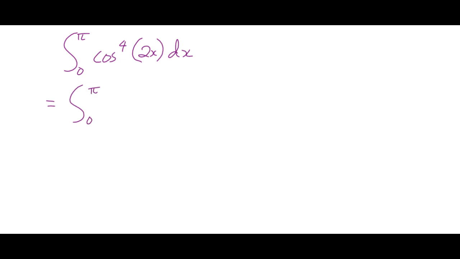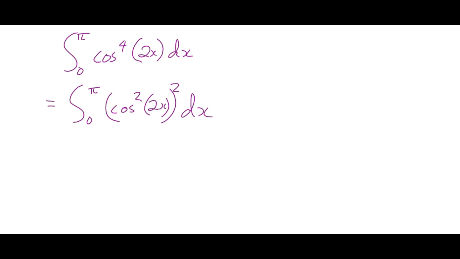So we're going to write that as cos squared 2x, squared, dx. Okay, so we'll go with cos squared squared. Right? So we want an even power, but we want it to be a squared. What do we do with cos squared?